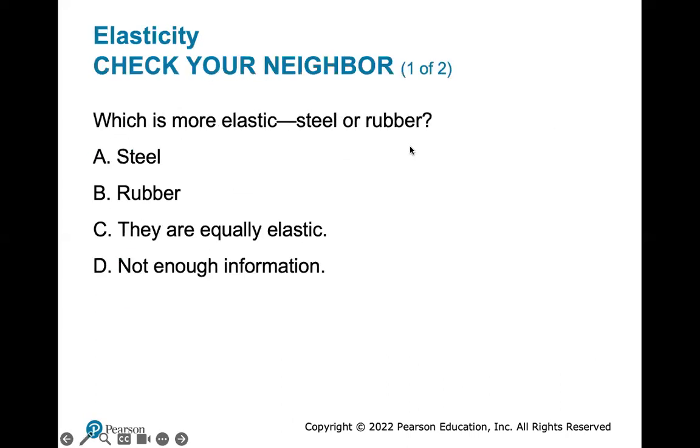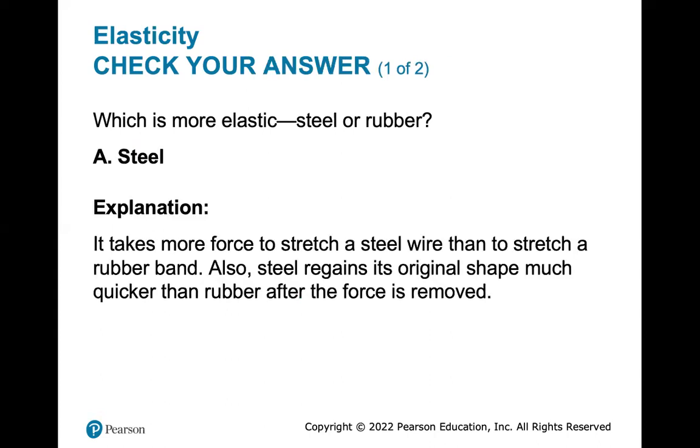Which is more elastic, steel or rubber? Well, are they equally elastic? Which one's going to return to its form? It takes more force to do steel, so it's actually the steel that is more elastic. It takes more force to stretch a steel wire than to stretch a rubber band. Also, the steel regains its original shape much quicker than rubber after the force is removed.